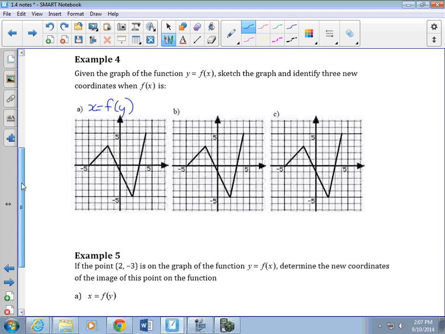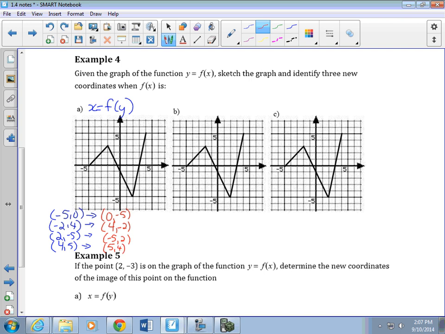So the original function, which is on here, I had negative 5, 0. This was at negative 2 and 4. Down here was at 2 and negative 5. And then we went back up to 4 and 5. So the inverted, or the inverse, will be then at 0, negative 5, 4, negative 2, negative 5, 2, and 5, 4. So then you just draw those.